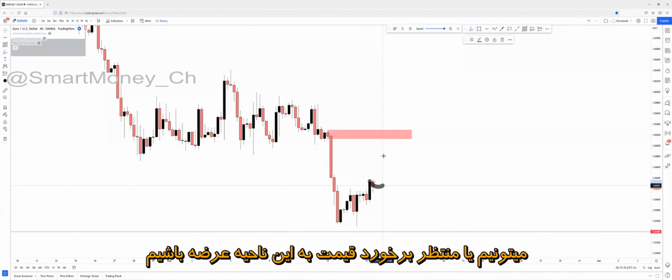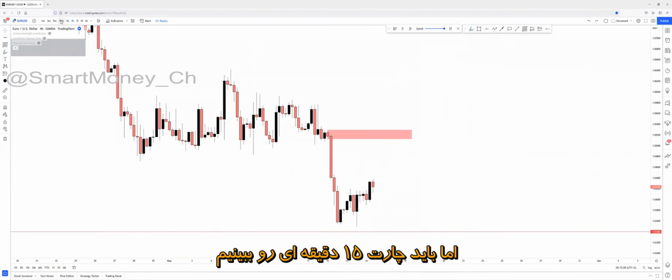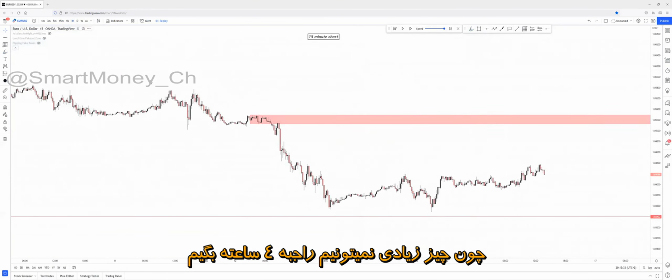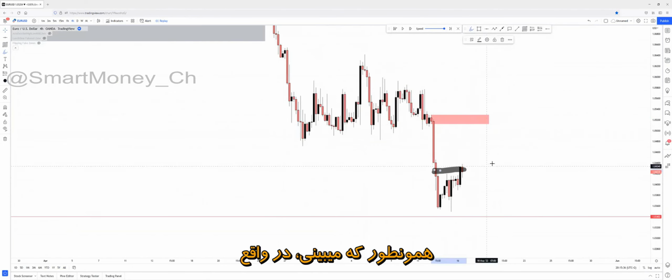We can either expect the tap of this zone up here, or without tapping into that zone, we can expect the reversal maybe at the 50% or anywhere somewhere around this. But we have to see the 15-minute chart, because we can't really say much about the 4-hour chart, because nothing has happened yet. There was not even a 4-hour change of character here, as you can see.